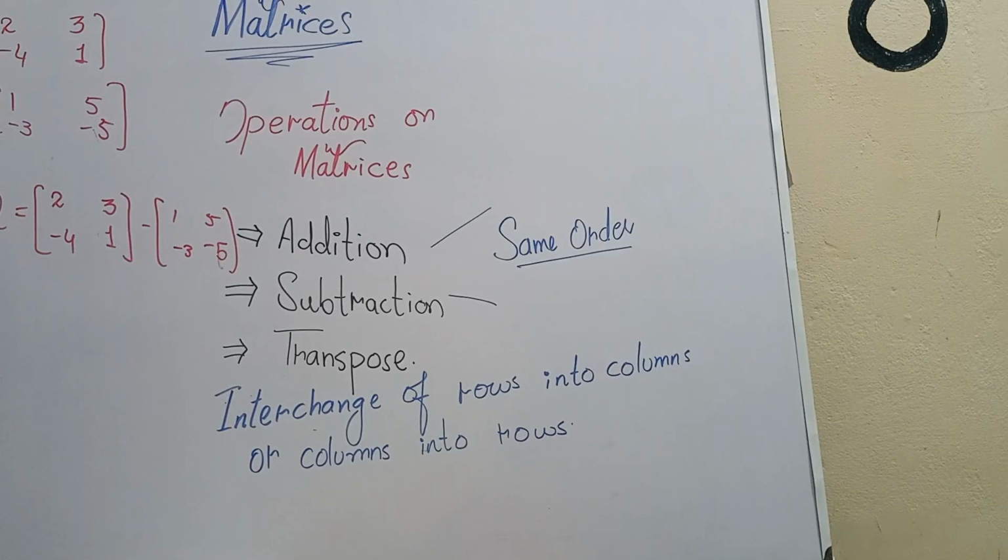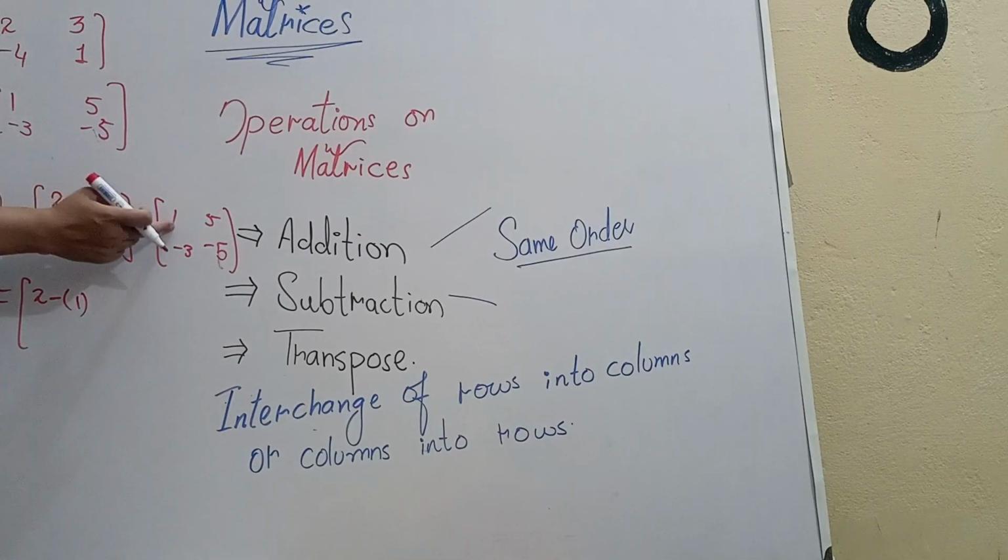So now, as you know, there is a minus sign. So we have to write our first number, then our operation, that is minus, and the next number in a bracket.